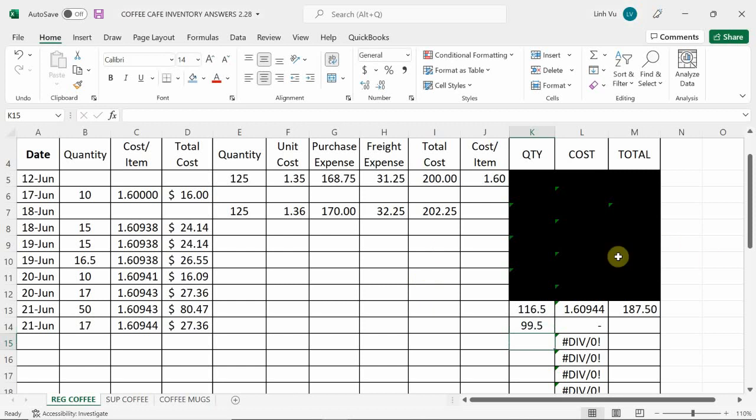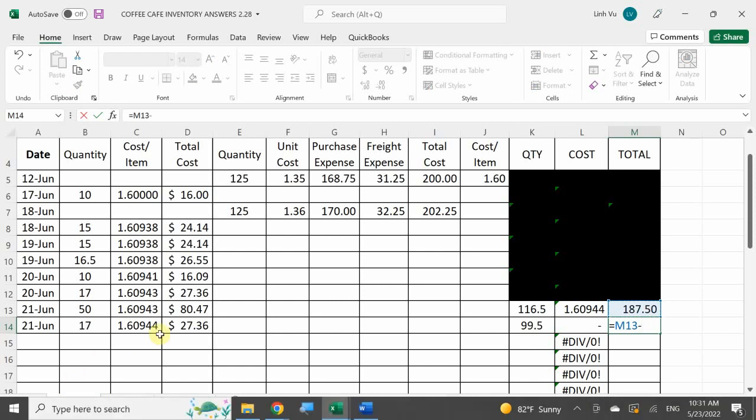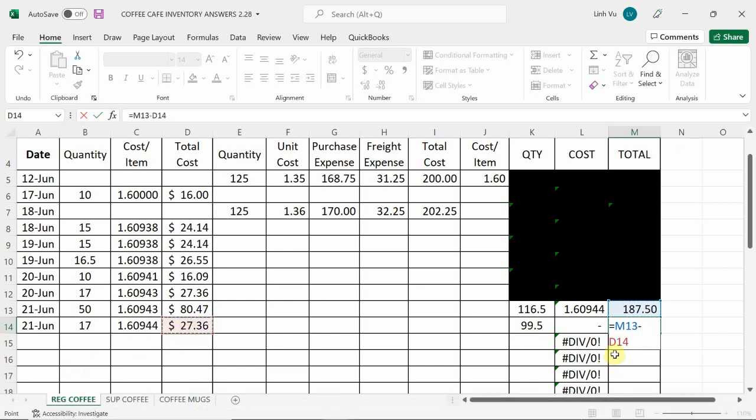Okay. Same thing with my total cost here. If I had a total cost of $187.50 and I just used up $27.36, how much should I have left?